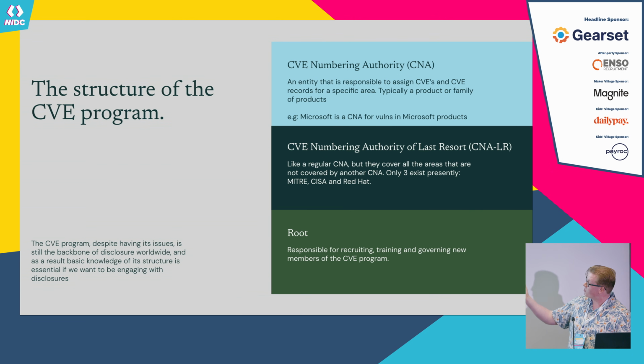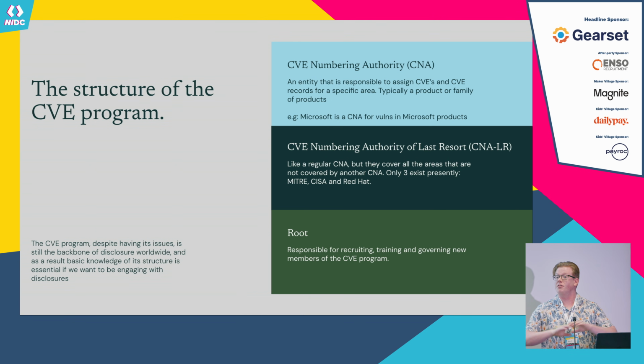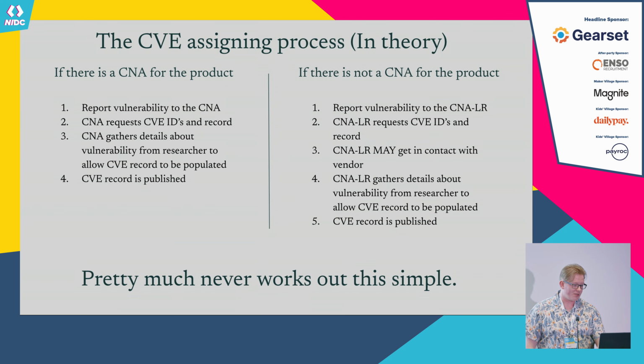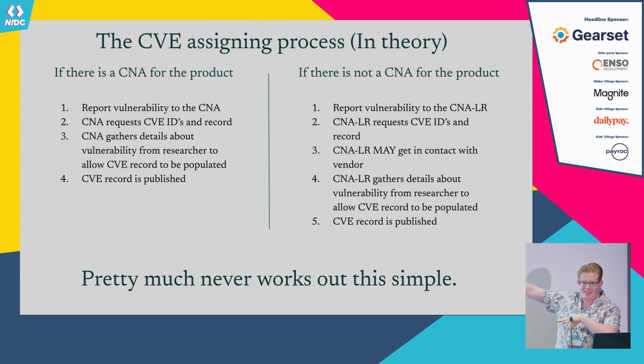Then we have the next level up, which is the Numbering Authority of Last Resort. Not everybody's involved in this program. What do you do then? Well, you go and you talk to MITRE, which is the body that is over the CVE program in general, CISA, which is the Cybersecurity and Infrastructure Security Agency from the US government, or Red Hat, the software company, because these are the three CNAs of last resort. Essentially, if you have found an issue in a product that nothing else covers, you go and talk to one of these folks. And overall, there's a root, which is responsible for basically putting new people into this program and getting them trained up.